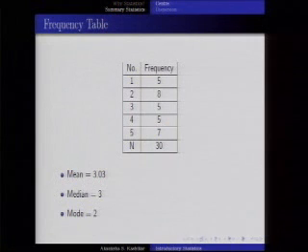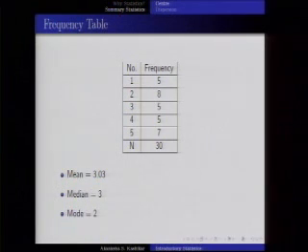Then we can represent the same data in tabular form. So this is the frequency table. The same graph has been translated into tabular form. So number 1 has frequency 5, 2 has 8, and so on. And my capital N is the total number of sources, so it is 30. So in all there were 30 sources.